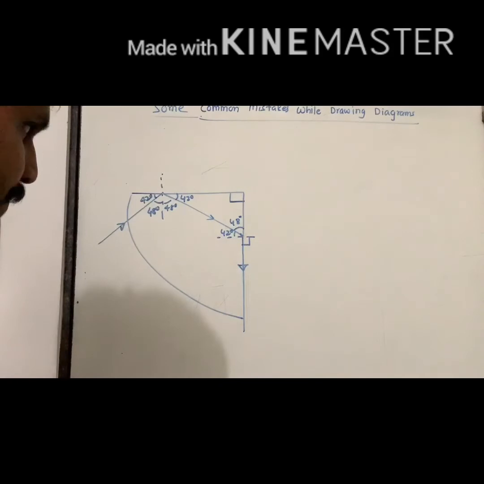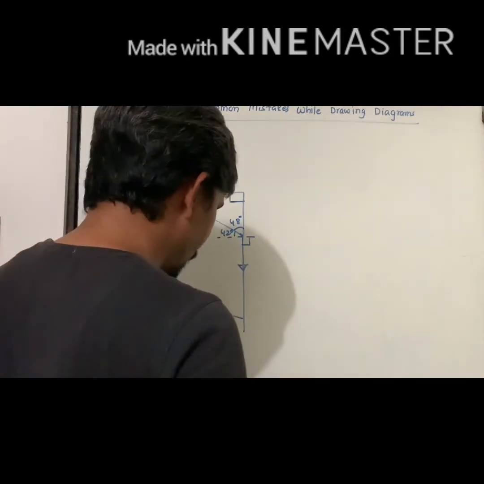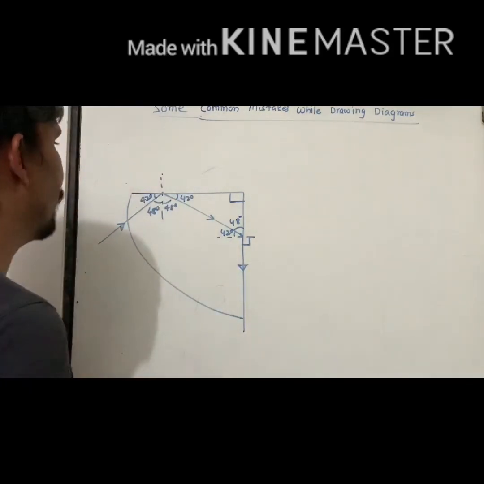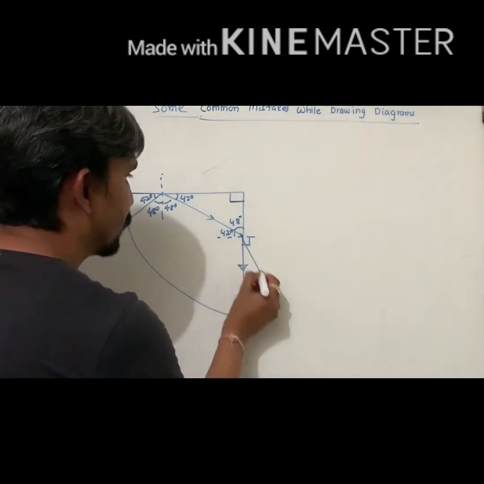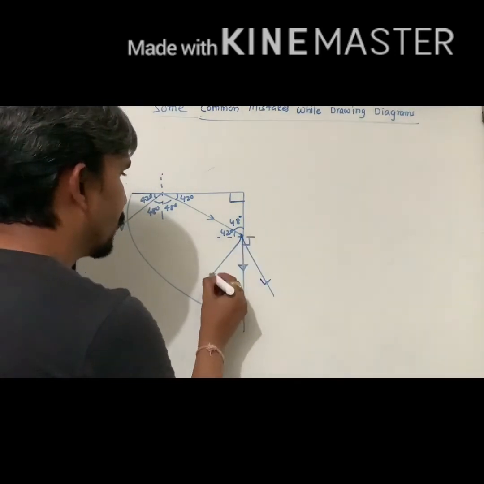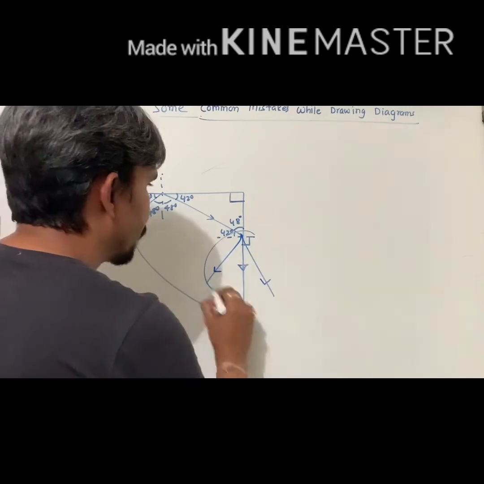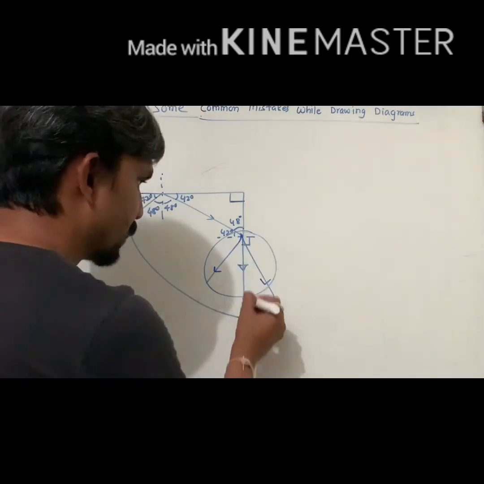This is one diagram. Now students are making mistakes over here. They will show it going this way, either this way, or they will reflect this. These are the mistakes, right? It should go like this.